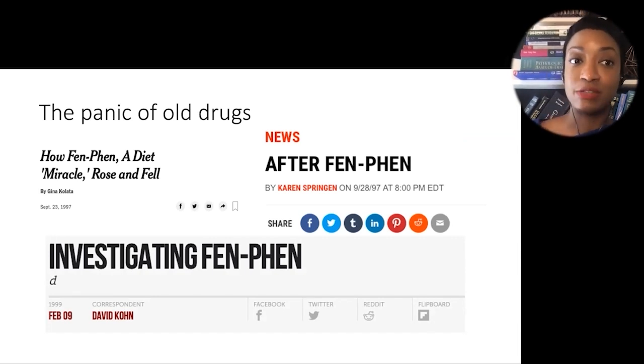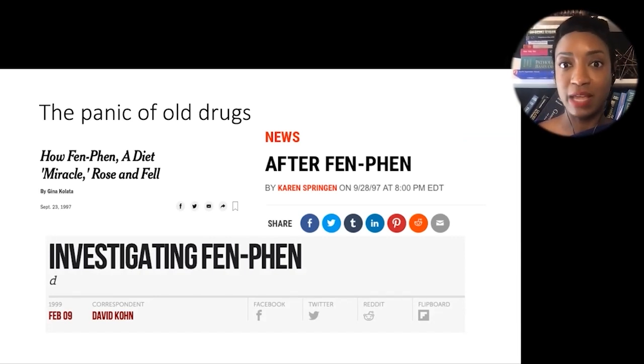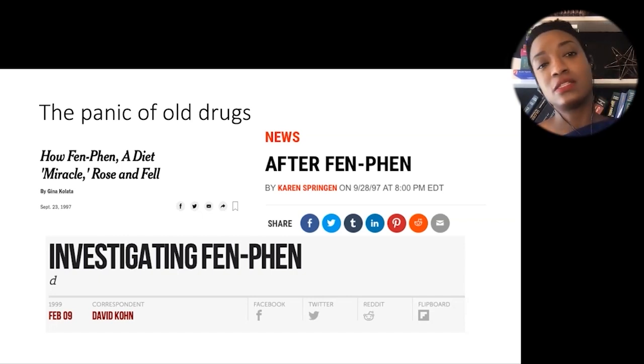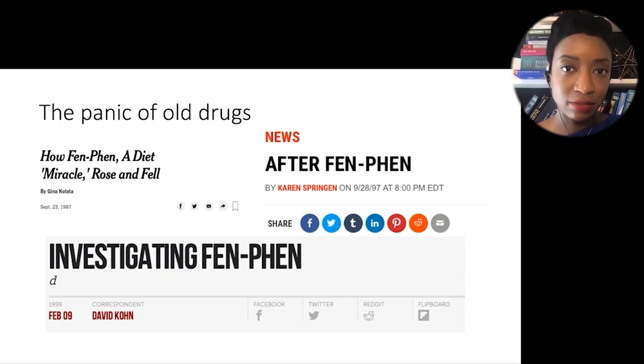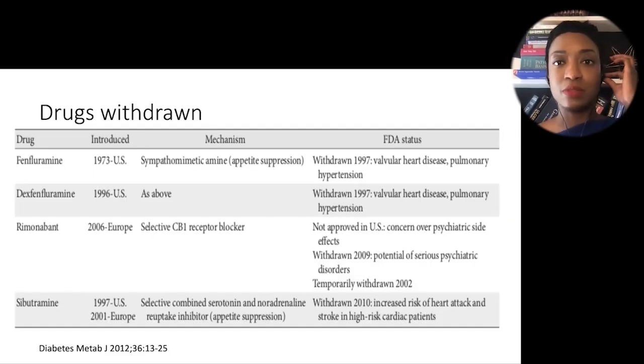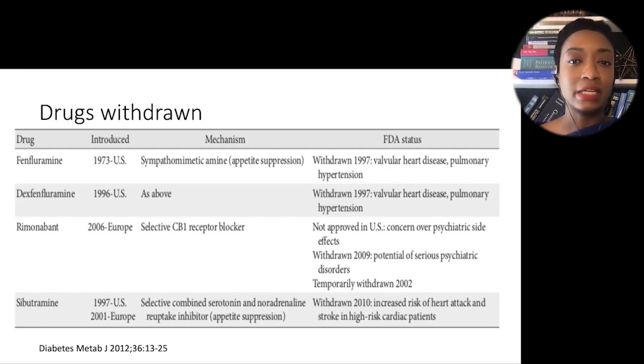Also, there's a panic about some of these old drugs from the 90s, right? There's all this investigation, and fen-phen was this miracle that came but caused a lot of issues. I think there's a lot of panic because of these older medications that were removed from the market. Some of the ones that were withdrawn are listed here. Usually those reasons were valvular heart disease or pulmonary hypertension. One of them had some psychiatric side effects as well, so it was never even brought to the US. But usually it was things that happen with the heart.